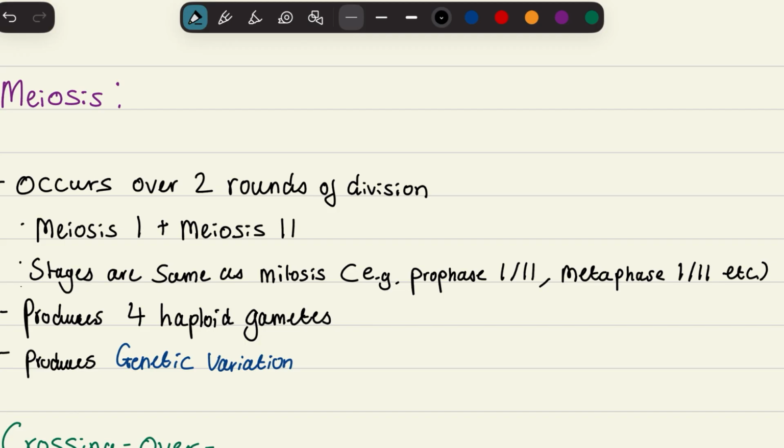And you also get genetic variation. So these gametes are not genetically identical to each other. They're not genetically identical to the parent cell as well. And that's because they now have a different combination of DNA, or different combination of alleles. Yeah? But how? How's that happen? So there's 2 main processes by which it happens actually.